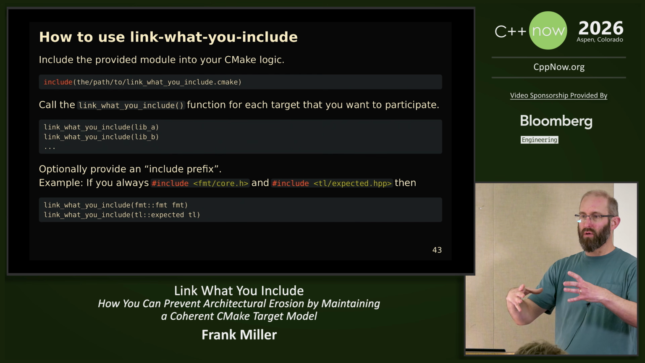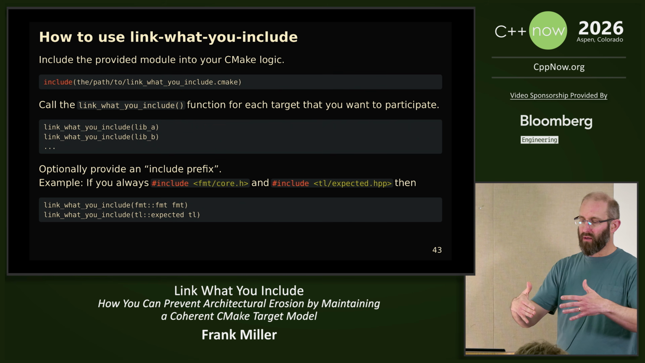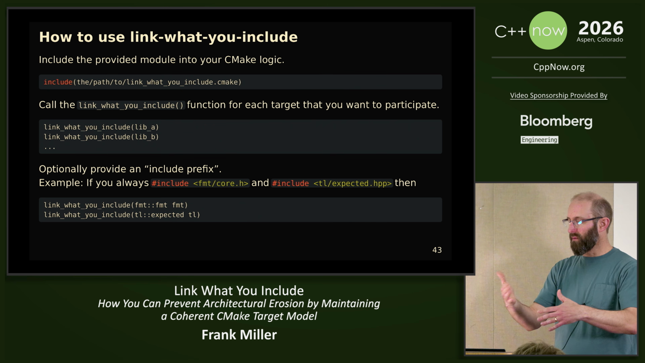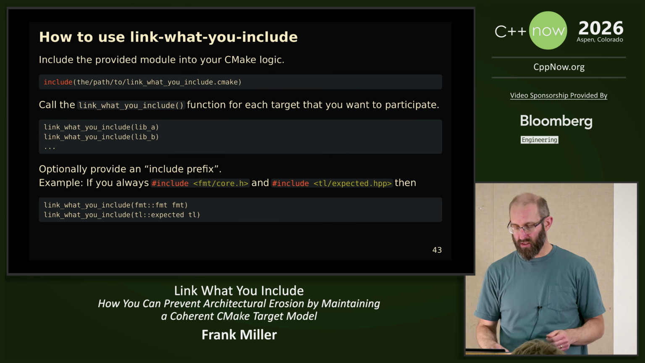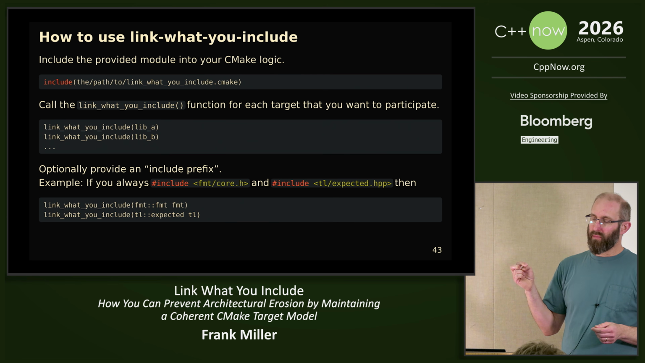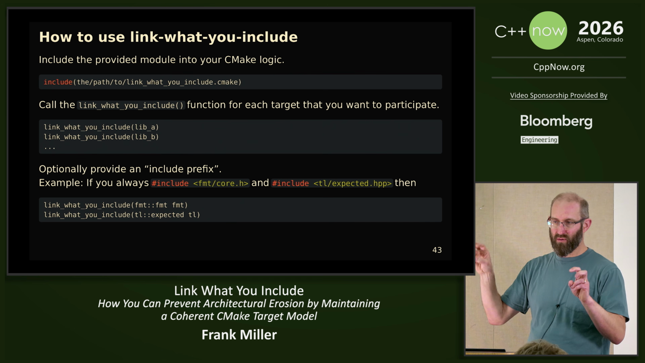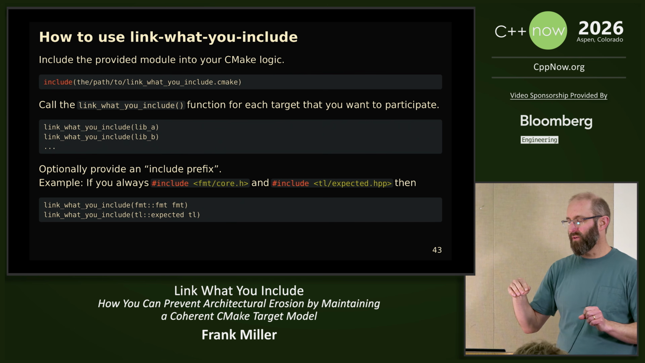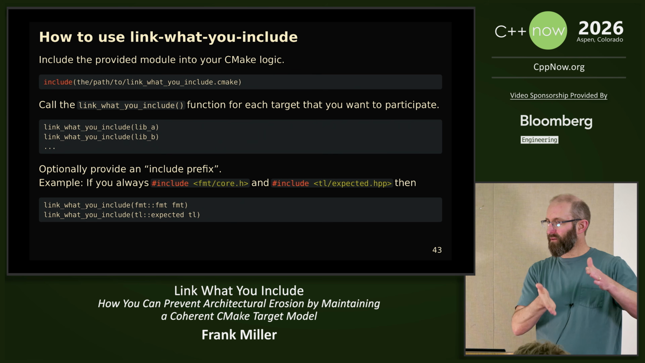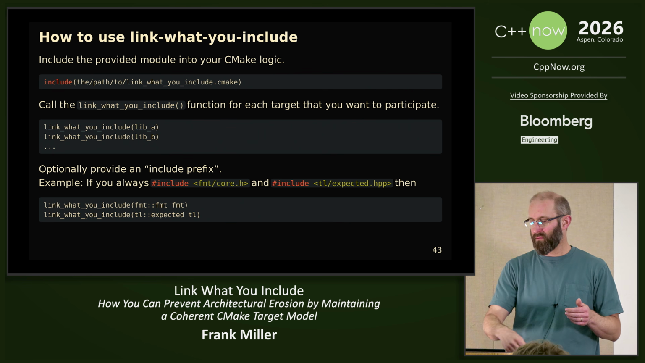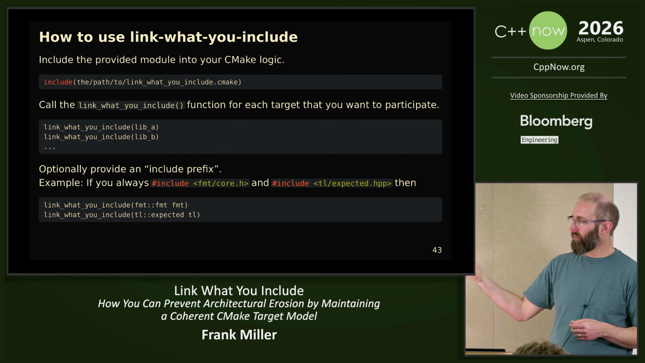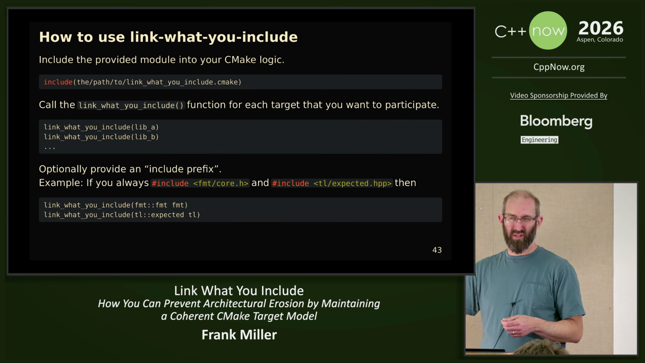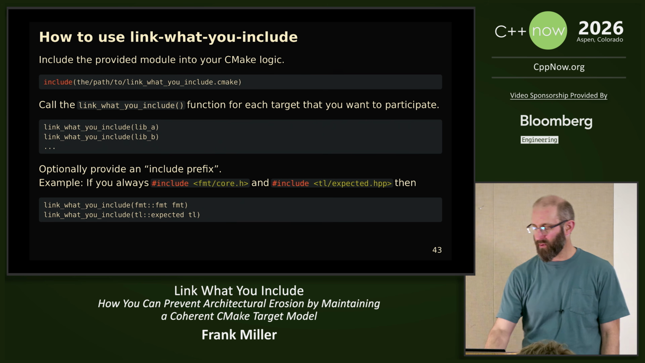So it's like this closed set of things. Everything else that we don't pass to link what you include is ignored. So basically you want to call this on as many things as you can. Then optionally you can provide an include prefix. If you tend to include an interface header of something with a prefix directory, you can tell link what you include about that. I'm going to talk more about that later. But for third parties, if you can, you probably should, especially if you're an open source project. But I'll talk more about that in a little bit.